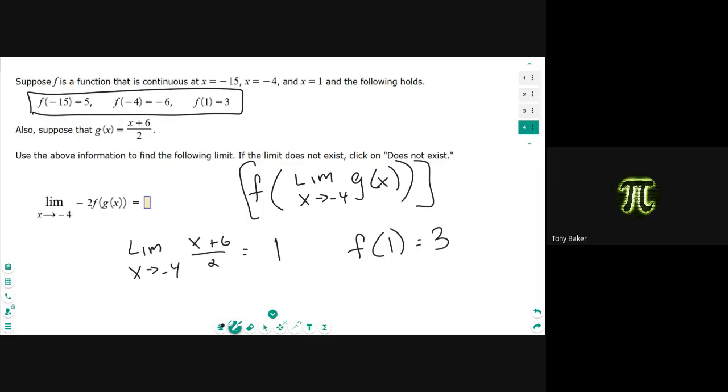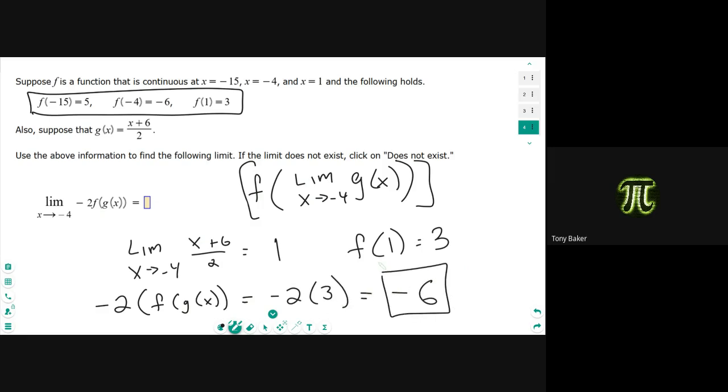So the f of g of x is 3. So my final answer is -6. So yes, there's a lot of little places that you can screw this up.